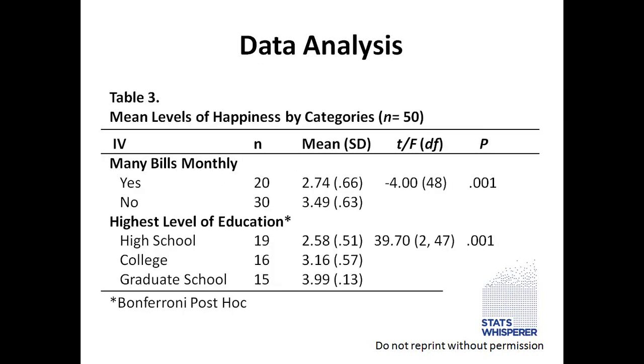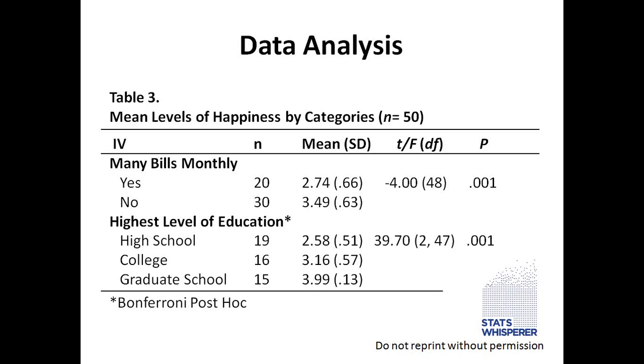Then, of course, we need to present it in table form. And again, this is APA format. So Table 3, presenting mean levels of happiness by categories. We always want to put the N, how many people were in the analysis referred to. So you'll see we have in the heading: independent variable, N, the mean, standard deviation.